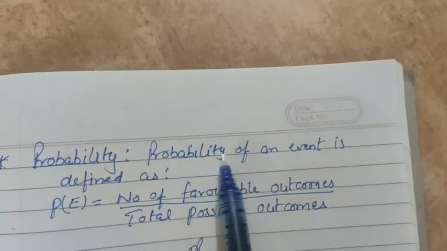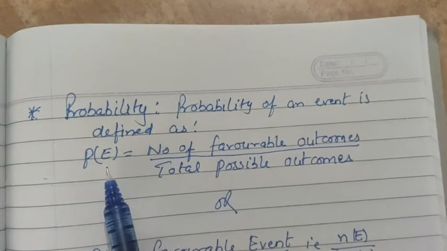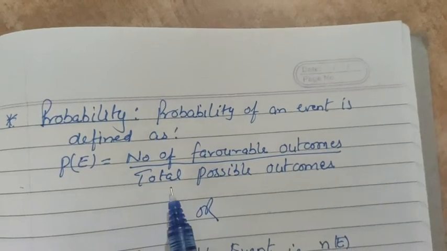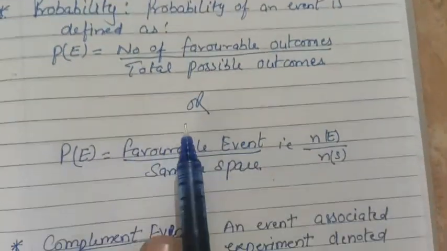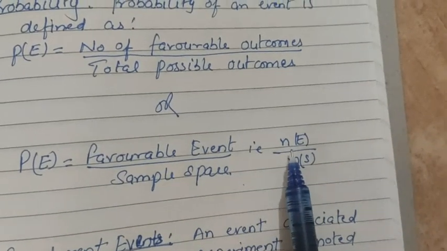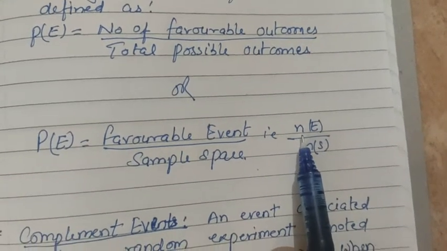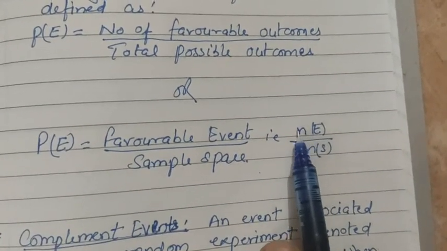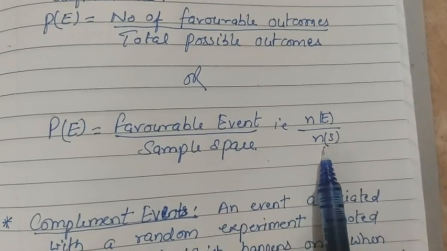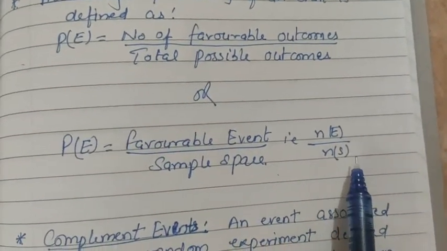Probability. The probability of an event is defined as follows. P of E means probability of an event equals the number of favorable outcomes divided by the total possible outcomes, or we can say favorable events upon sample space. It is denoted by n of E upon n of S, that is sample space. Here n denotes the cardinal number: n of E is the number of favorable outcomes, and n of S is the number of outcomes in the sample space. So we can denote this formula as n(E) upon n(S) directly.